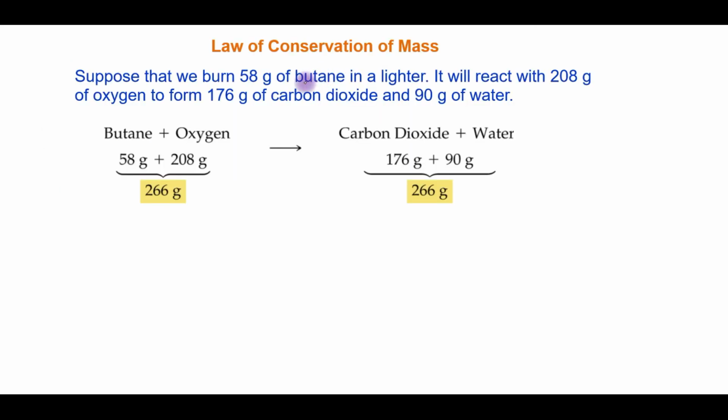Going back to the butane in a lighter, we have 58 grams that is burnt because burning is a reaction with 208 grams of oxygen. The total then of our reactants is 266 grams. The products are carbon dioxide and water. We have 160 grams of carbon dioxide and 90 grams of water. Totaling those up is 266 grams. Even though the products are gaseous, they still have mass. And notice that the total mass is equal.